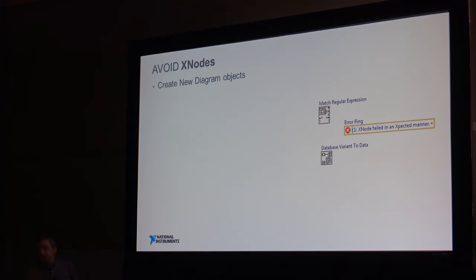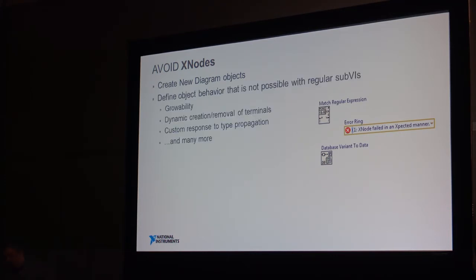The next one is Xnodes. If you've ever heard of Xnodes, an Xnode is a way to use G-code to define a block diagram object. All 3 of the objects you see on the screen are Xnodes. And you can already make your own block diagram objects. You can make sub-VIs, right? Well, Xnodes let you do things that you can't do with sub-VIs. They can allow you to make a growable node, for example.